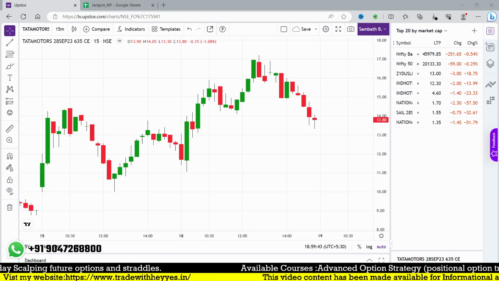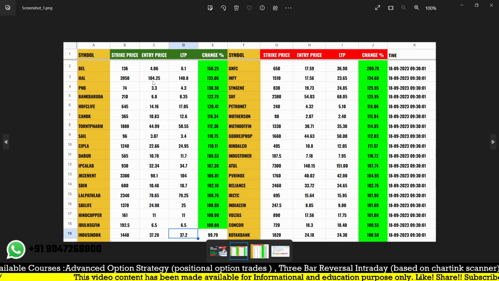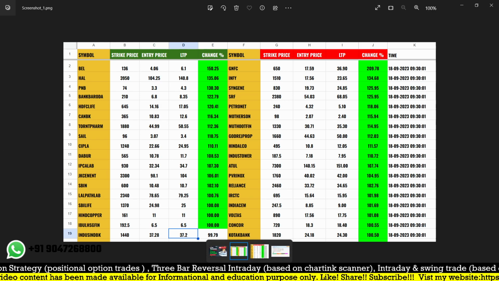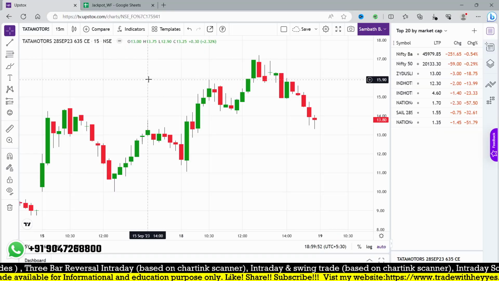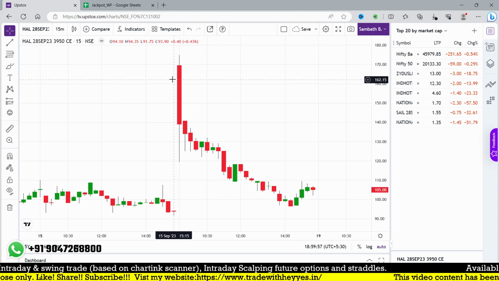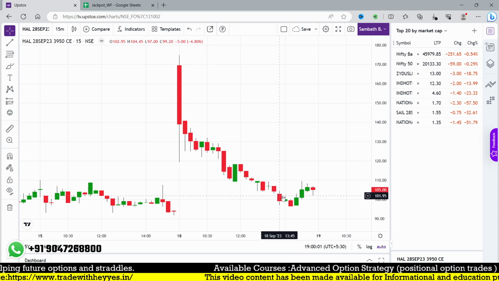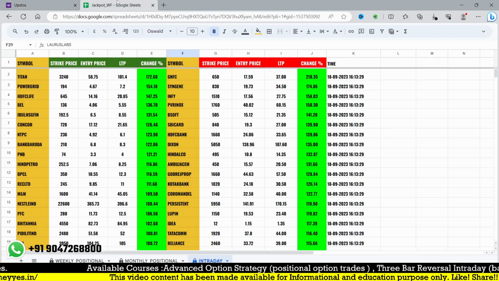As you can see, they are not recommendable, but if you wish, you can. For example, HAL 3950 call option, which started at the beginning at 3950. You can see this is the thing: if any stock opens with a gap up, it may go down. Okay, so that is the reason we are ignoring it.